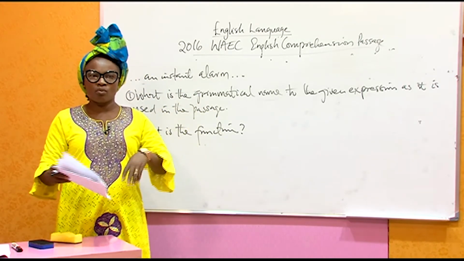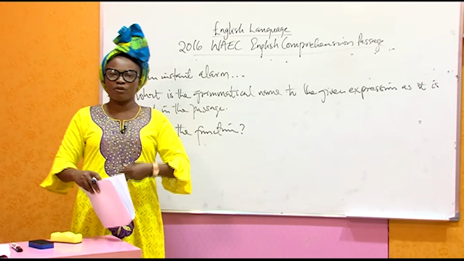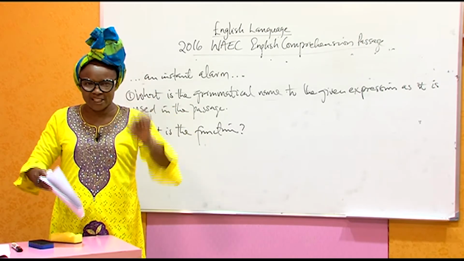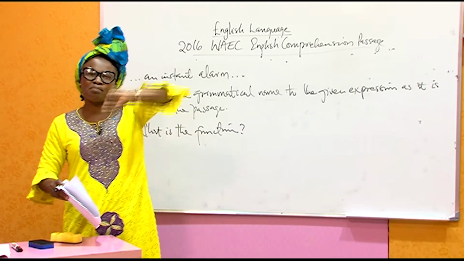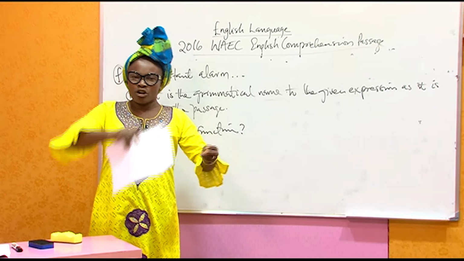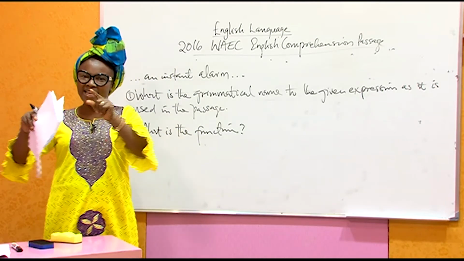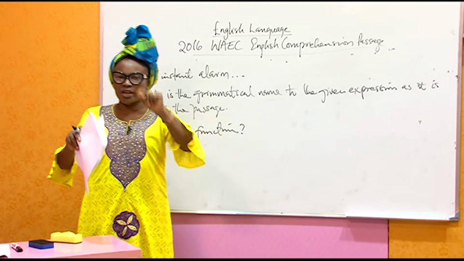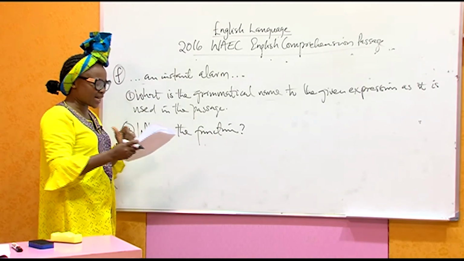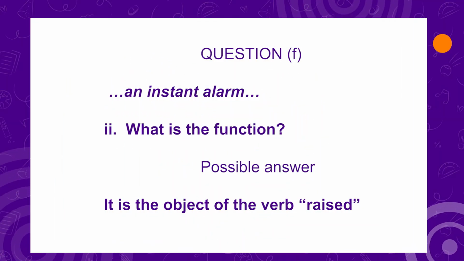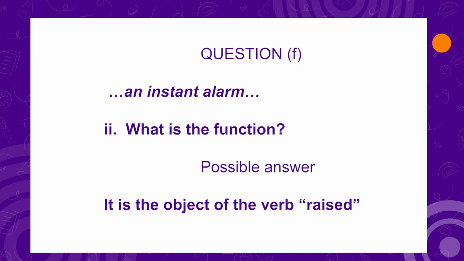So you see that whatever word it is functioning as is not contained in the expression. That is the more reason why you should take it back to the passage. Then, getting the full sentence, that's where you will see what it is functioning as. So here, the teacher raised an instant alarm. The expression an instant alarm functions as the object of the verb raised.